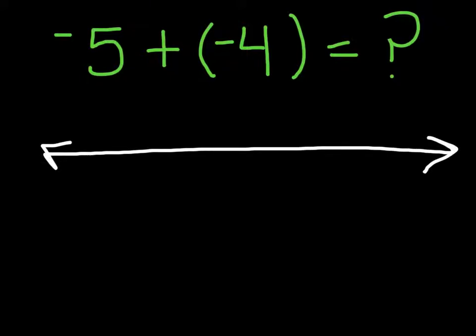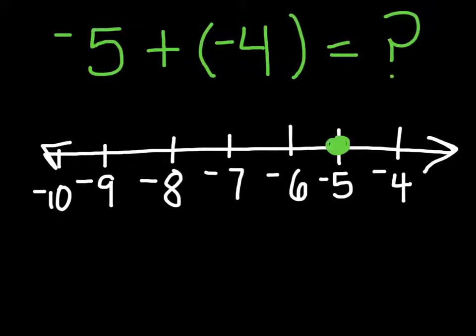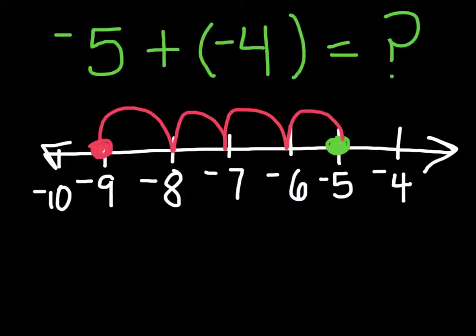Like we've been doing in the past, I would begin by graphing the first number in my operation, negative 5. Once I have graphed negative 5 on the number line, I would look to the second number in my operation. Here I see negative 4. Because I am adding a negative number, I know that I want to move in the left direction on my number line, further into the negative region. So I will move 4 units to the left. 1, 2, 3, 4, landing on the number negative 9.